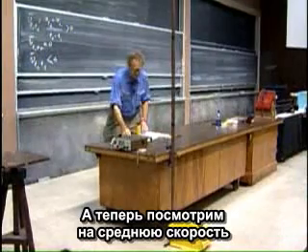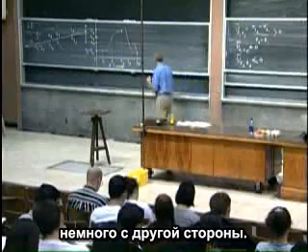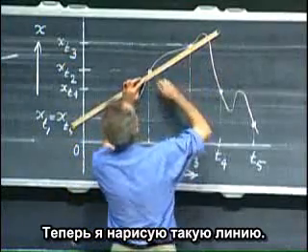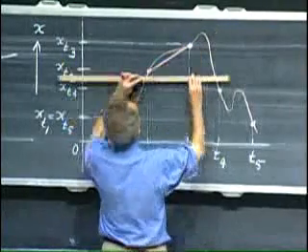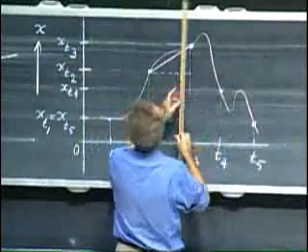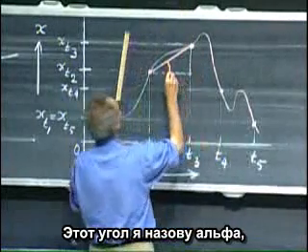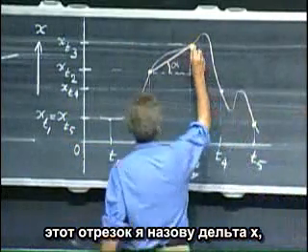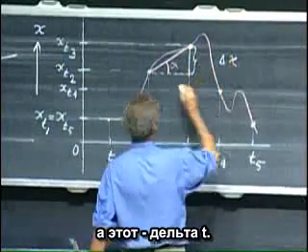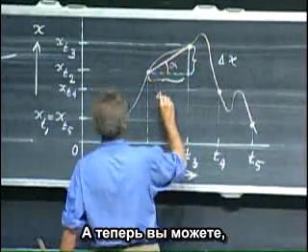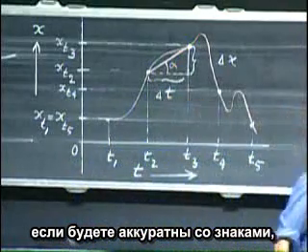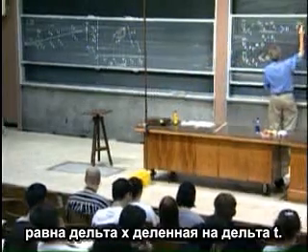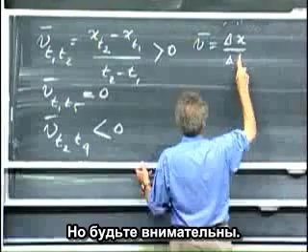And now we will look at the average velocity in a somewhat different way. Say I choose my time t2 and t3. I draw here now this line. And this angle I call alpha. And this part here I call delta x. And this here is delta t. And so you could write now, if you're careful about your sign convention, that the average velocity equals delta x divided by delta t.